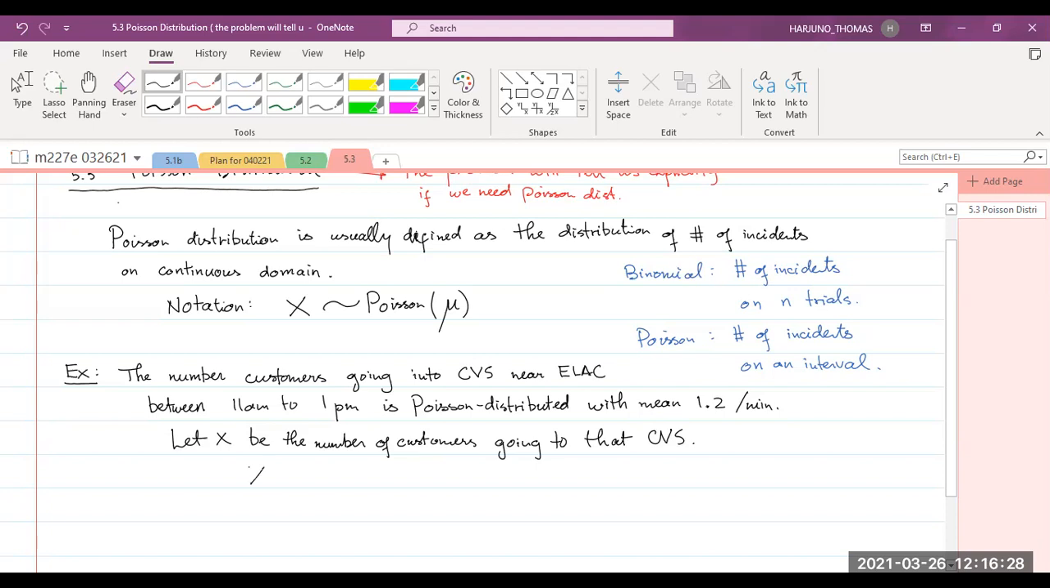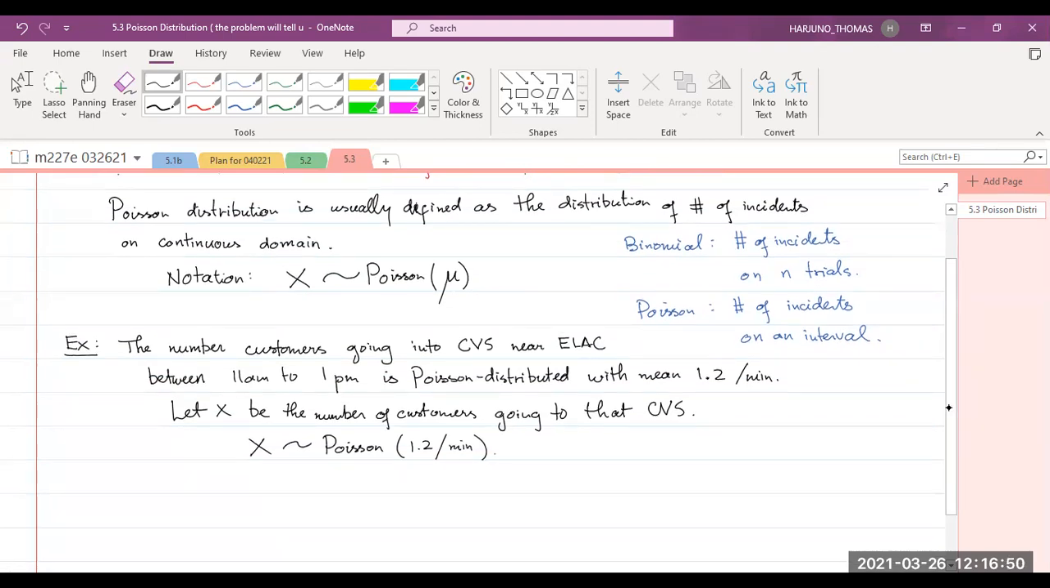Then X will be Poisson distributed with mean 1.2 per minute. Okay, that's the notation. That's the distribution notation. Now, if you are already good with binomial distribution, then Poisson distribution tends to be a lot easier, because it depends only on one number, actually, only on the mean.